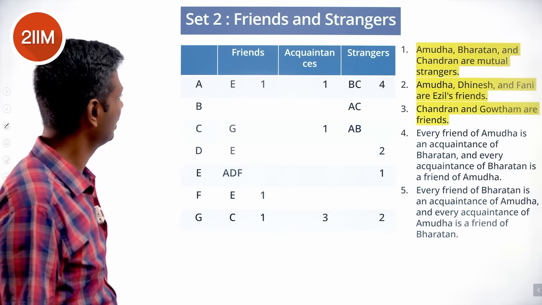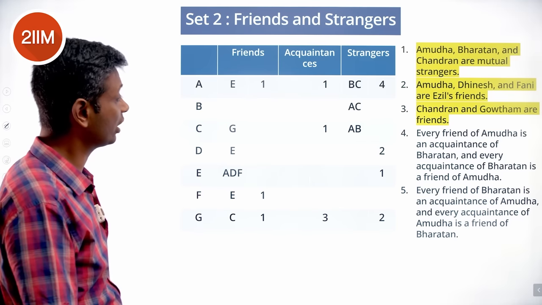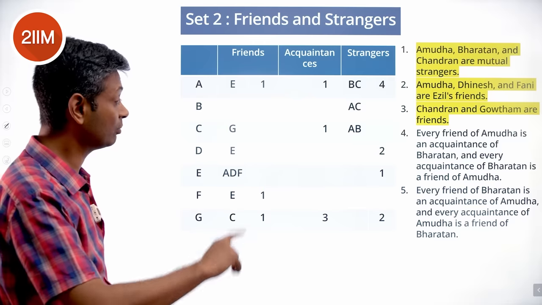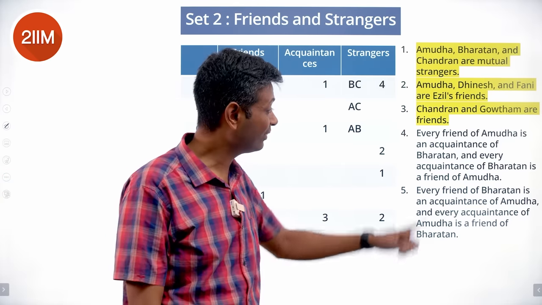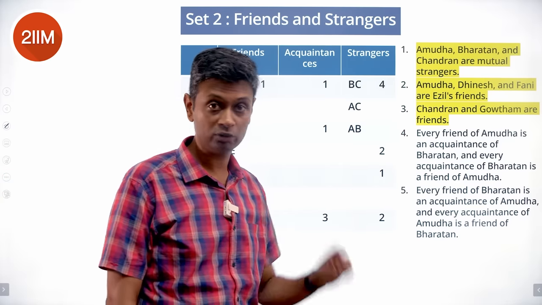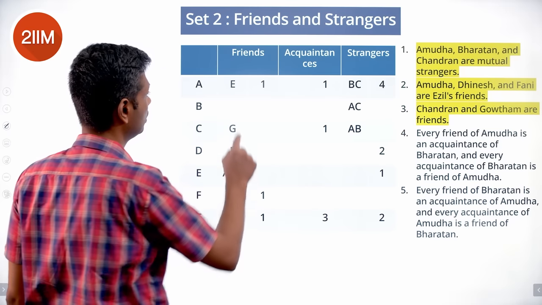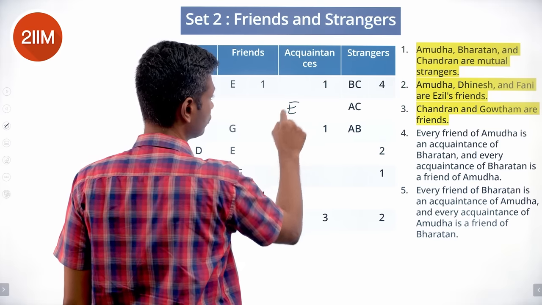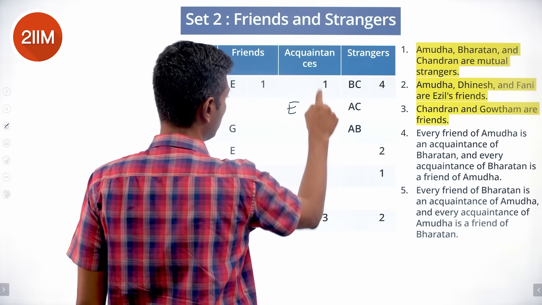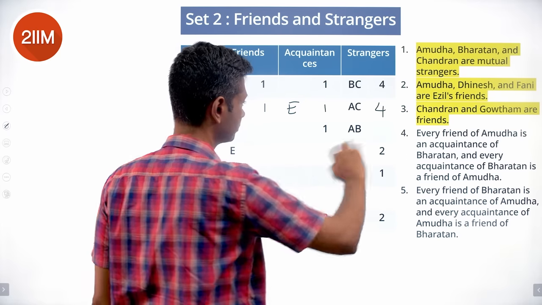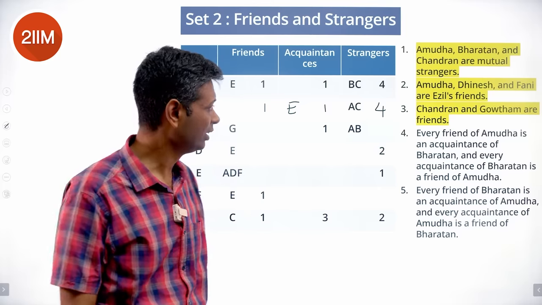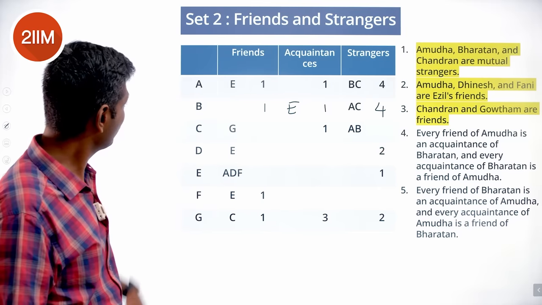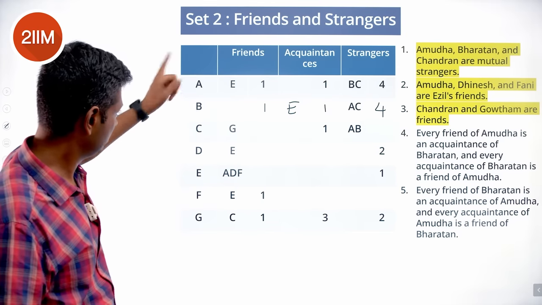We've done all of this. Every friend of Amudha is an acquaintance of Bharatan, and every acquaintance of Bharatan is a friend of Amudha. So to start with, this E should come here. This one should be one, this should be one, this is four. The numbers have to mirror each other. This is useful because now Amudha has one friend, done.